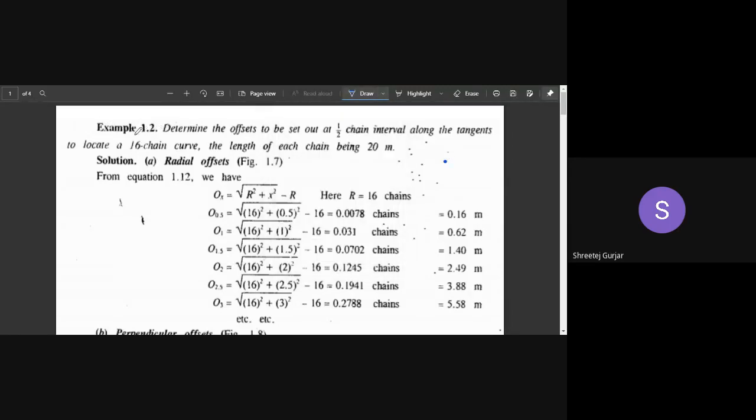Example number 1.2: determine the offsets to be set out at half chain interval along the tangents to locate a 16 chain curve. A 16 chain curve is nothing but the radius. In this format they give you the radius of the curve: 16 chains means 16 into the number of meters in one chain, which is 20 meters, so 16 into 20 gives the radius in meters.